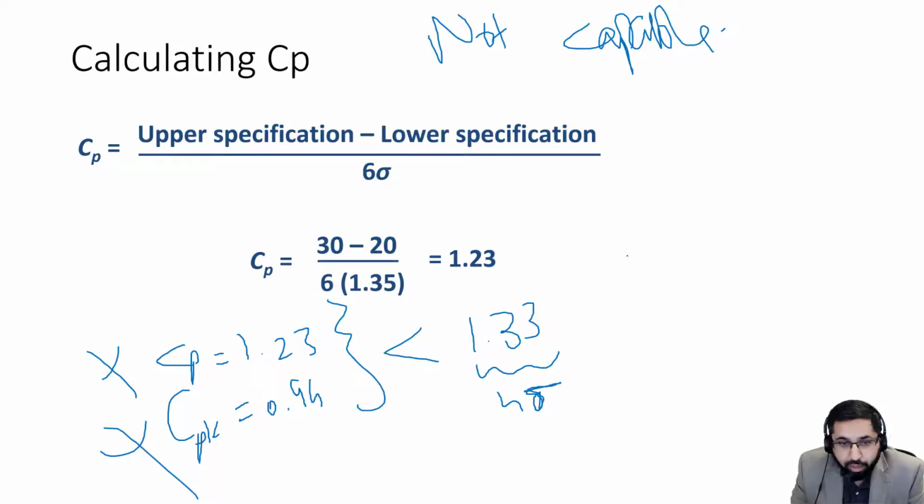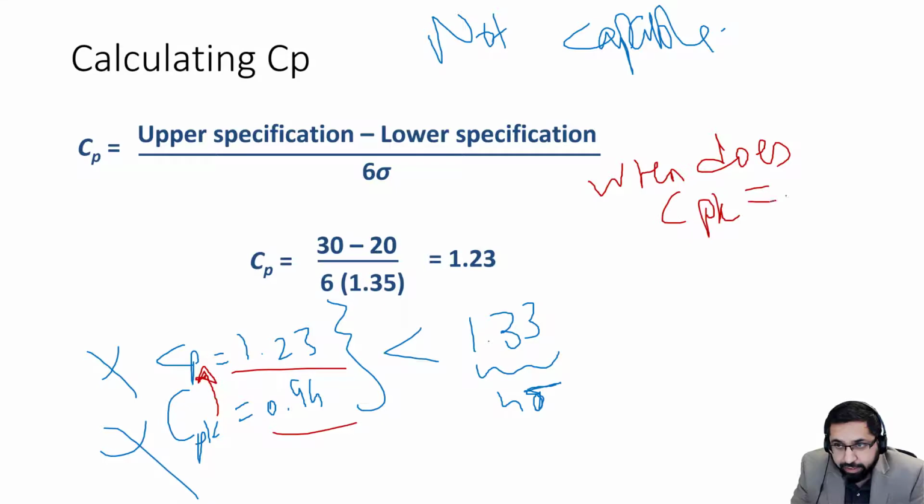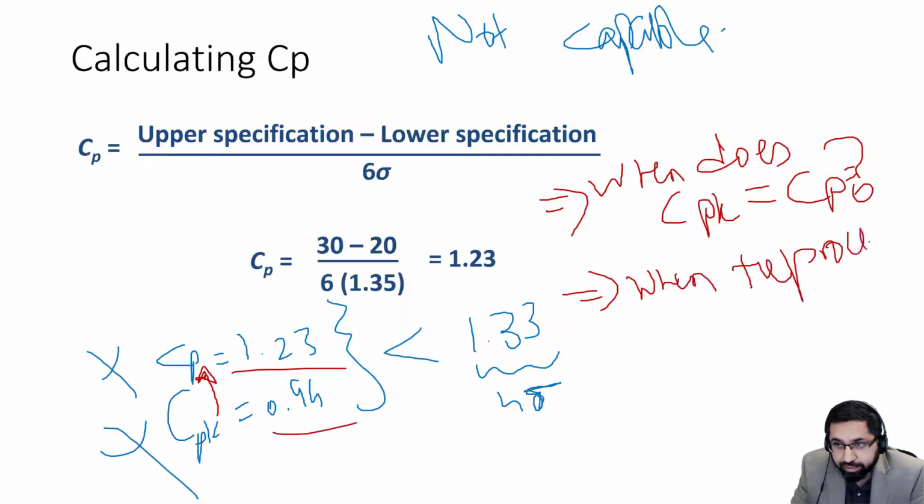Now, as you saw here, CP was more than CPK. That's going to be true most of the time. CPK can at most be equal to CP, but can never exceed CP. So first of all, when does CPK equal CP? That happens when the process is perfectly centered.